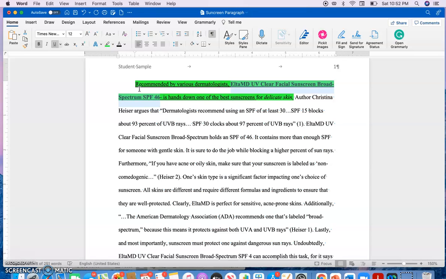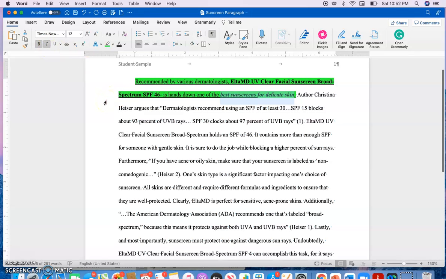You have to tell us what you're going to talk about within the paragraph, because the next part is your controlling idea, and the controlling idea dictates all of the details that you're going to put underneath. So in this case, this author specifically wants to talk about EltaMD being the best sunscreen for delicate skin. So I'm also going to bold that. So everything below here must prove your point that EltaMD is the best sunscreen for delicate skin. And I'm also going to italicize that just so that you can see the difference between the two.